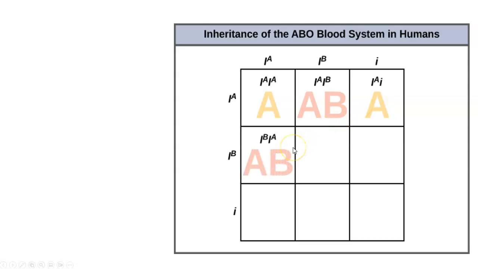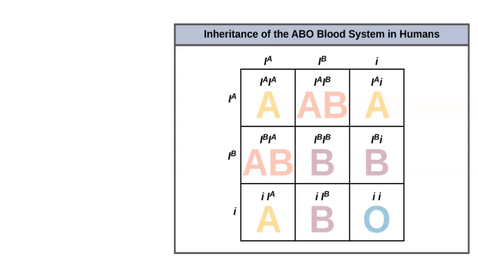Now if we continue that along, you can see here that the majority of the blood groups are going to be A or B or AB, and there's only a single chance of inheriting two recessive alleles and producing blood group O. So the Punnett square is used again. The conventions are the same as what we've seen previously.